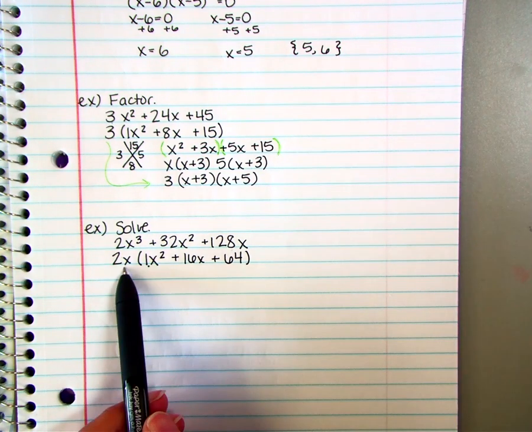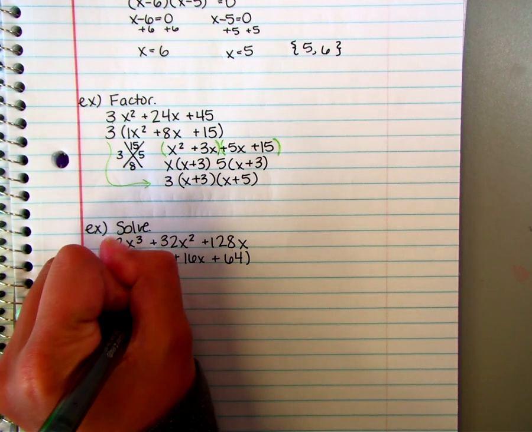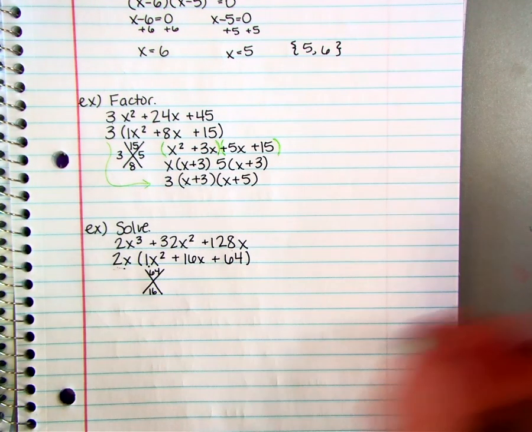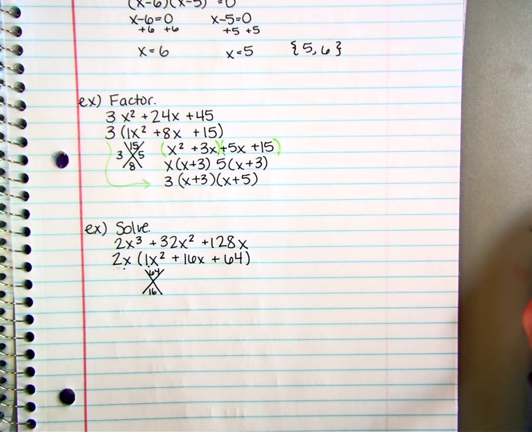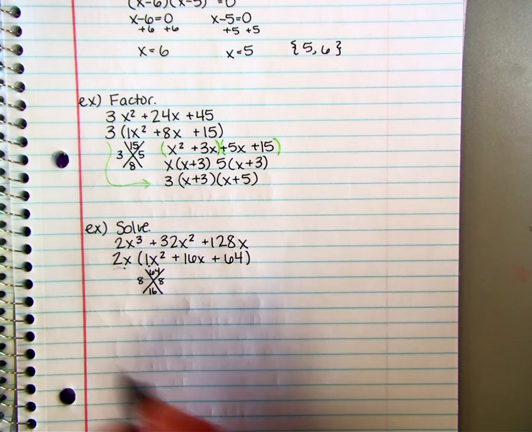So remember, at the very end, we need to make sure to keep this GCF, but in the meantime, we'll go ahead and factor this trinomial in here. So we've got a 64 on top and a 16 on bottom. I need two numbers that multiply to give me 64 and add to give me 16. 8 and 8.